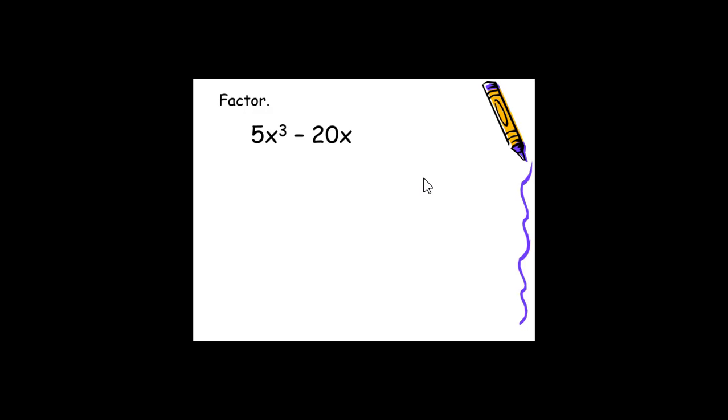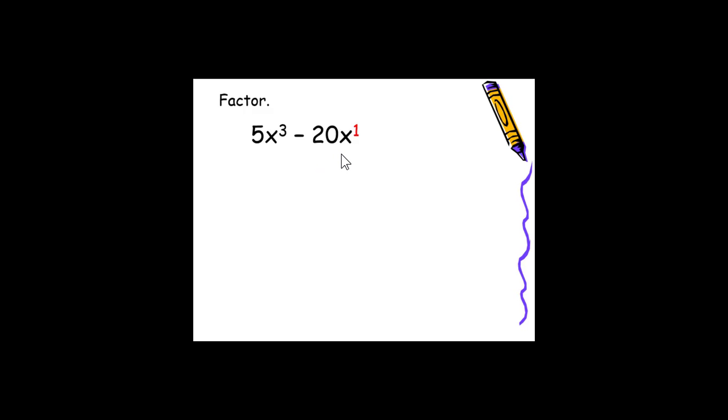Let's take a look at the next example. Notice we have a subtraction sign, so we have a difference. Since the 5 is not a perfect square, 5x cubed is not a perfect square. Or we can say since the exponent is odd, 5x cubed is not a perfect square. Let's take a look at the second term. Since 20 is not a perfect square, we know that 20x is not a perfect square. Or since the exponent is odd, 20x is not a perfect square.